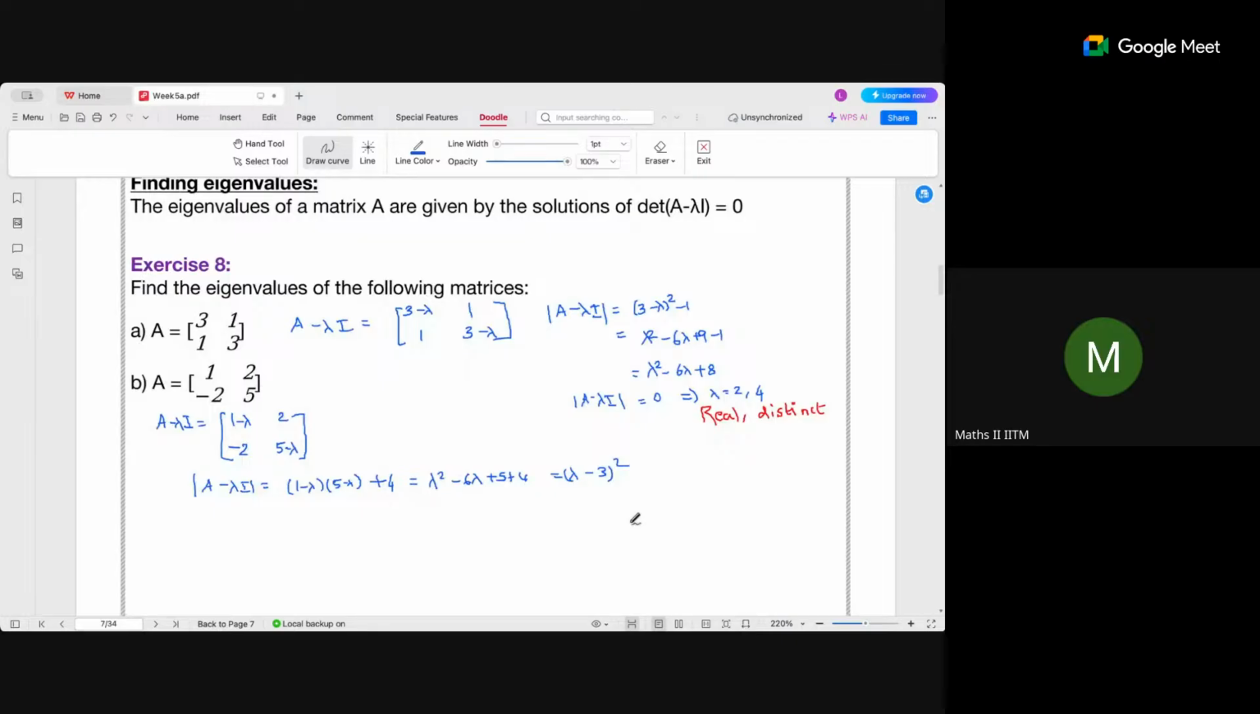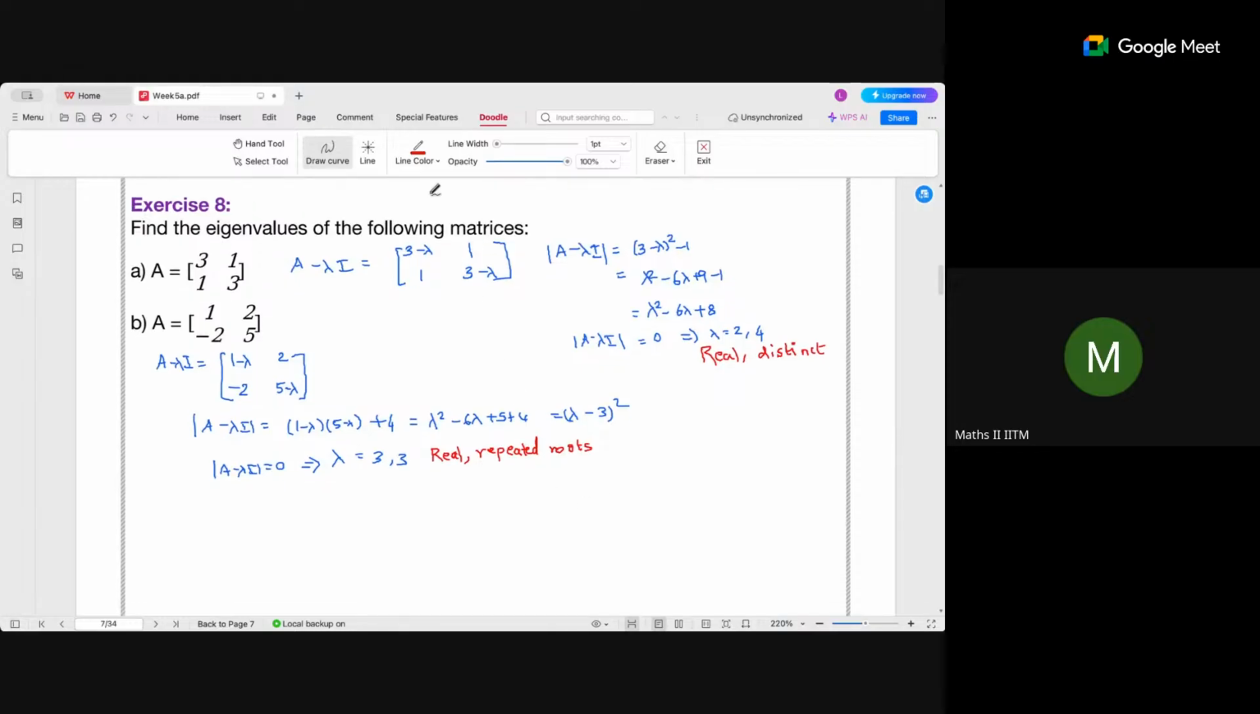Can I write it as lambda minus 3 whole squared? So in this case, determinant 0 implies what are the roots? Both are 3. So in this case the roots are real and equal. They are repeating. We call it repeated roots. So this is another scenario. Let us look at a third scenario.